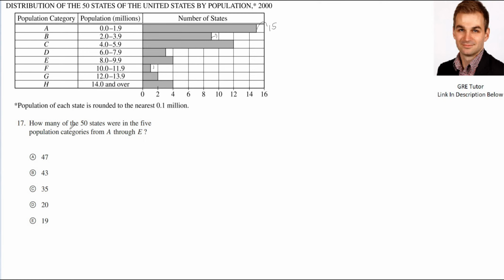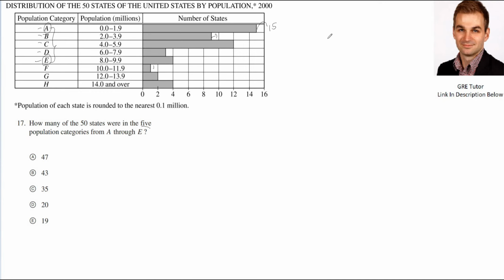Now, their question is how many of the 50 states were in the 5 population categories from A through E. So they want to know from A through E, and they give you the number 5. So you know this is going to be 1, 2, 3, 4, 5, and if you include categories A and E, then you get the number 5. So you know that this is an inclusive question. You want to know the number of states that fall within these categories. So what you want to do is just count up the numbers of each bar.